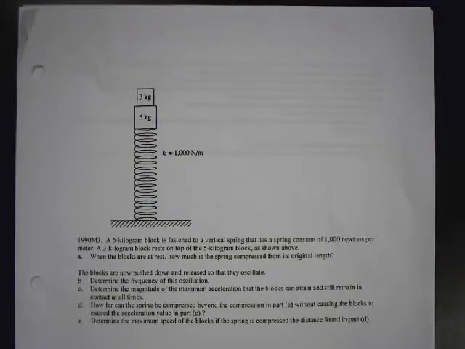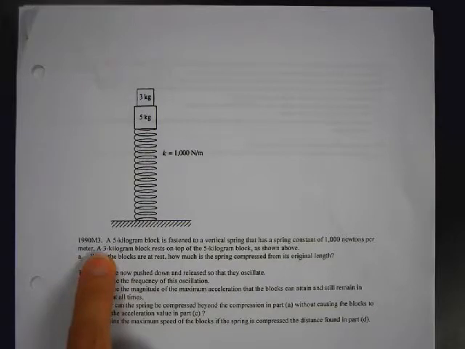Okay, today we're going to look at first the 1990 M3. So first of all, I'm going to look at the picture. Now, a lot of times when they have a picture, they try to scare you because up until this point, all the problems we've been doing have been horizontal springs with blocks moving horizontally, and this one is vertical.